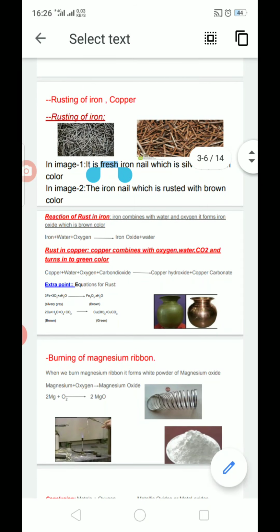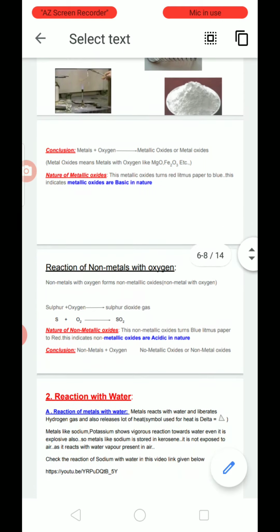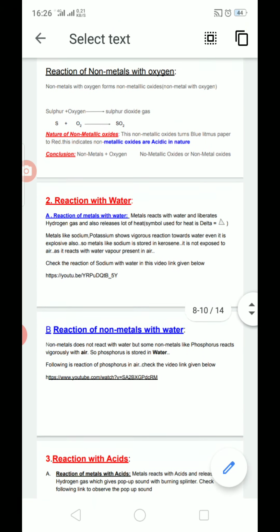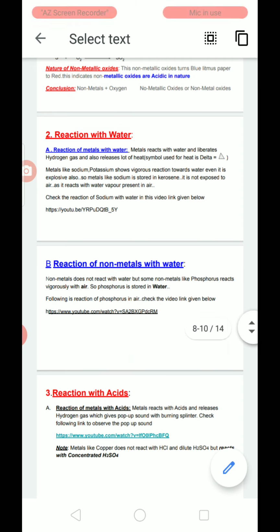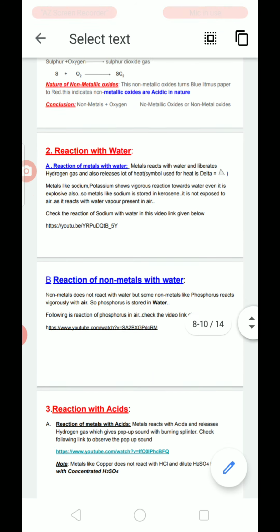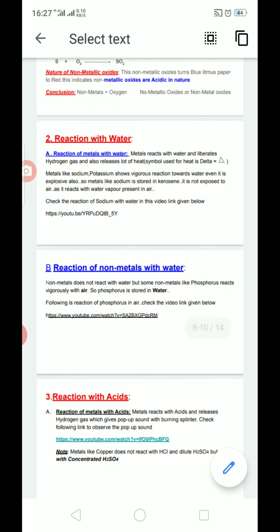Let's see reaction with water. Under this heading of reaction with water, we are going to discuss two major topics, that is reaction of metals with water as well as reaction of non-metals with water. If you go for reaction of metals with water, metals react with water and liberate hydrogen gas, as well as release a lot of heat. In science we indicate heat with a symbol called delta.